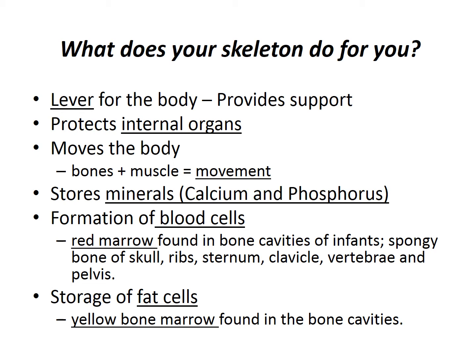It also forms blood cells, so there's red marrow found throughout bone cavities, spongy bone, and a lot of different bones. We'll talk about what spongy bone is in a little bit, but basically, not all bones are the same. Part of the bone is used to form red marrow. And then there's also yellow bone marrow, which stores fat cells, once again because, hey, we didn't always have Amazon delivering.